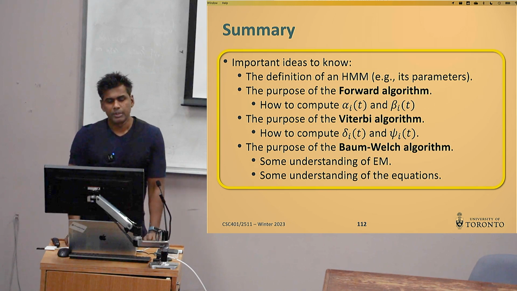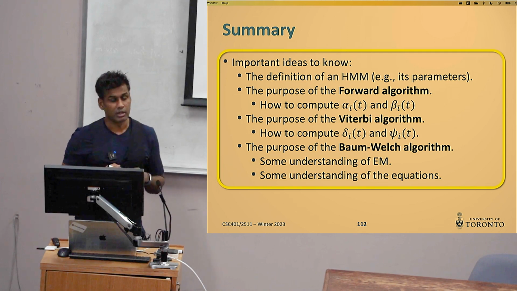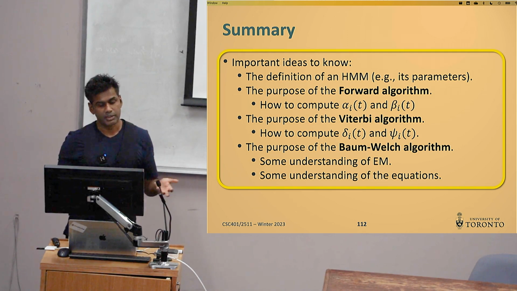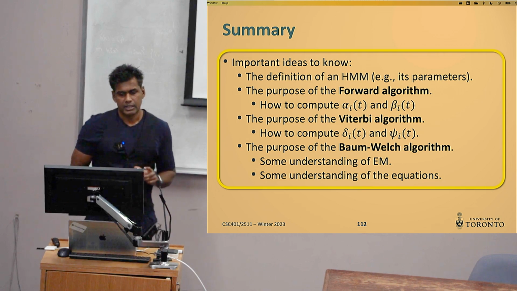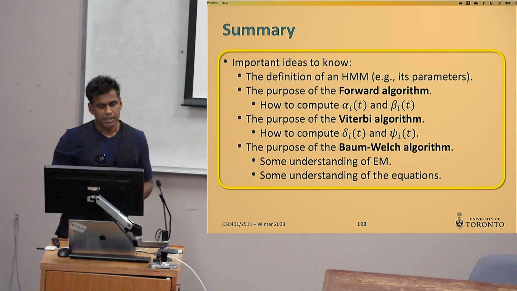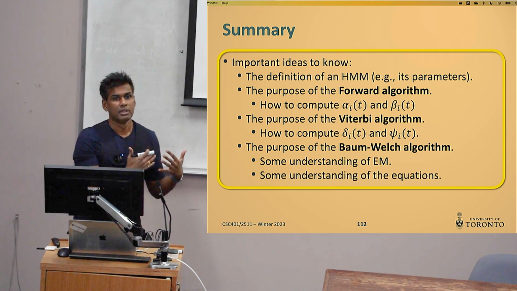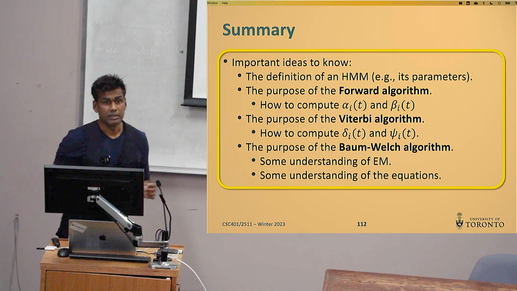All right, so in summary, for the final exam, the main things that you need to understand are, first of all, what are the three main problems that HMMs are trying to solve and why? And then obviously know the details of the forward-backward algorithm, the Viterbi algorithm, and the Baum-Welch algorithm. We're not going to ask you to solve an EM algorithm on paper, but have some understanding of what expectation maximization is, which you probably already know, and some understanding of the equations.